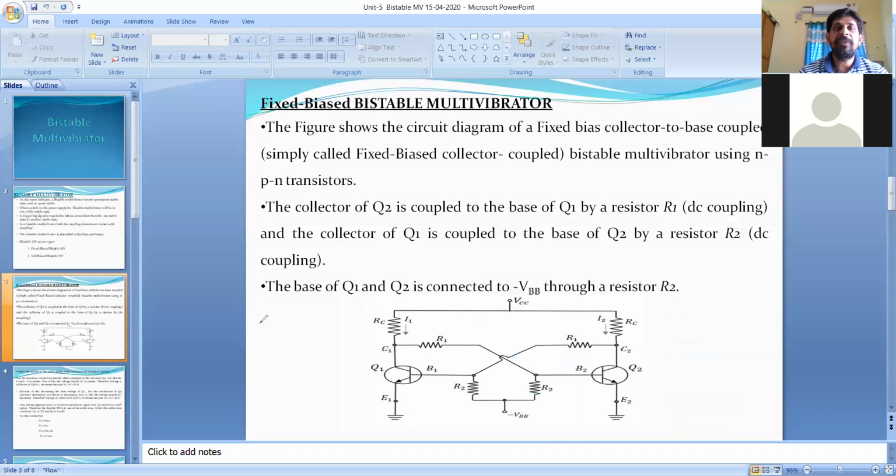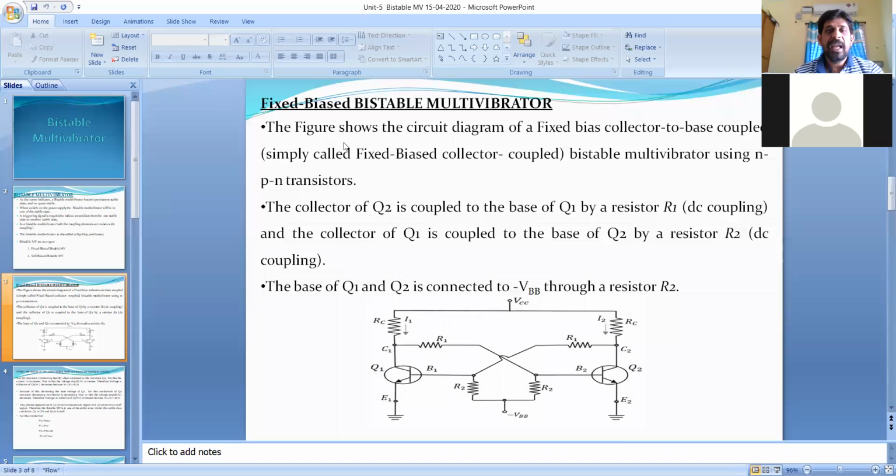See here. Therefore, there are two types of bistable multivibrator. One is fixed bias collector coupled and the other is self bias collector coupled. Simply, one is called the fixed bias bistable multivibrator, and another one is the self biased bistable multivibrator.